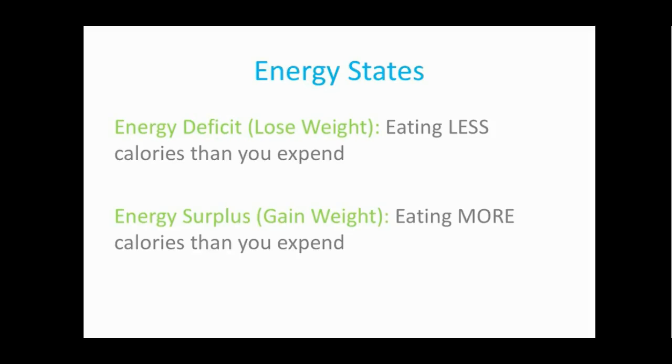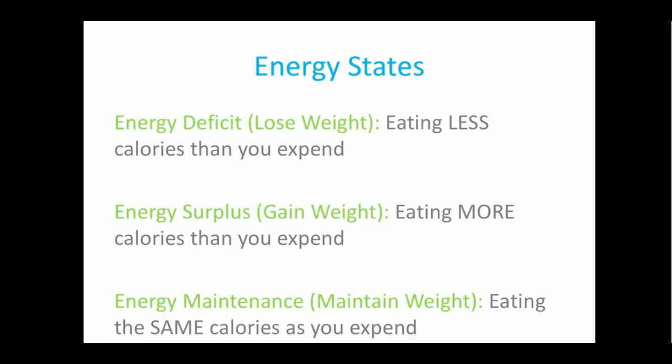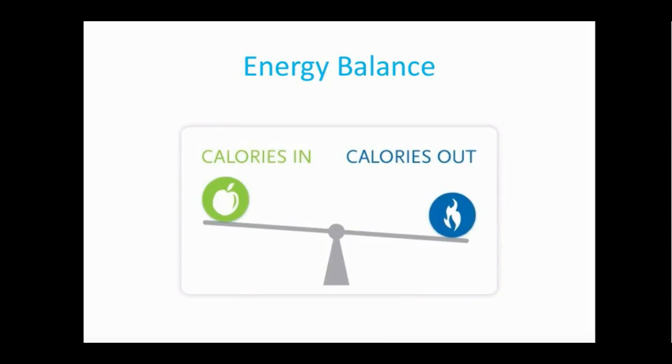We've then got energy surplus. This is where we gain weight, quite simply by eating more calories than we expend. So quite simply, if you keep eating loads of food and you're not moving, you're going to gain weight in different forms. And then finally, we've got energy maintenance. That's basically maintaining our weight where we currently are, eating the same amount of calories as we expend. So we're basically in any one of these three states: we're either in an energy deficit, energy surplus, or energy maintenance. Simple, but that's where we are right now.